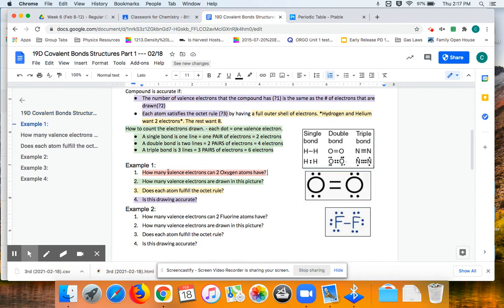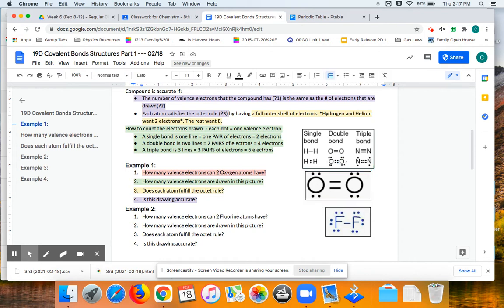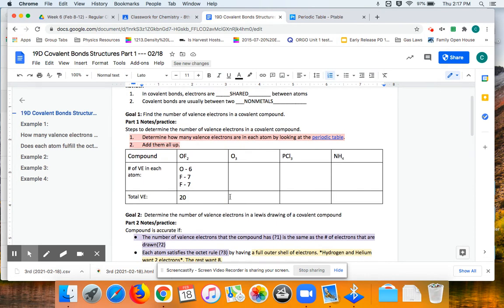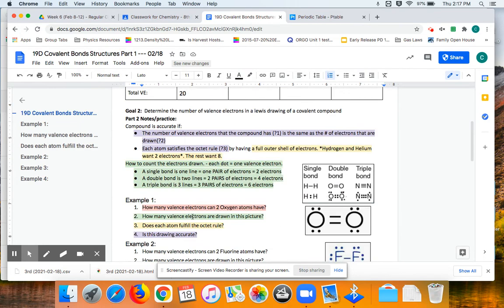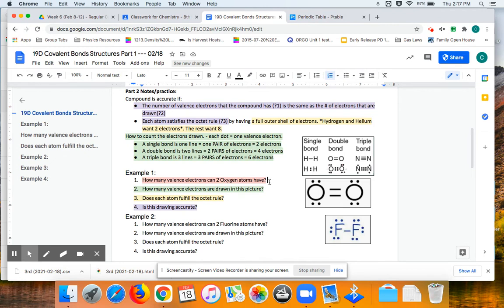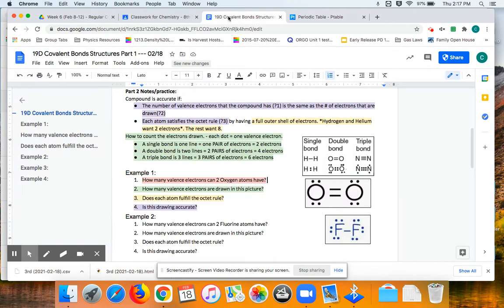The first question relating to this one is how many valence electrons can 2 oxygen atoms have? How you do that is what we did up top. It's repeating what we just did with this red and the total valence electrons. I know there are 2 oxygen atoms because there's 1 O and 1 O. That's 2 oxygen atoms. So I go to the periodic table and find O. It's in the 6th column still. 1, 2, 3, 4, yeah, 6th column. So there are 12 valence electrons, because in 1 O there's 6, and in the second O there's 6, which gives me 12 in total.